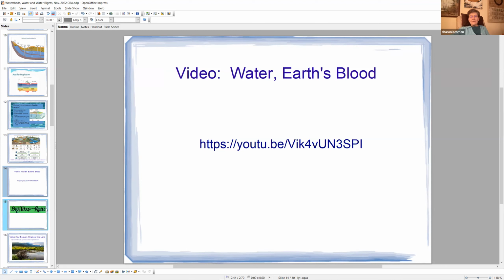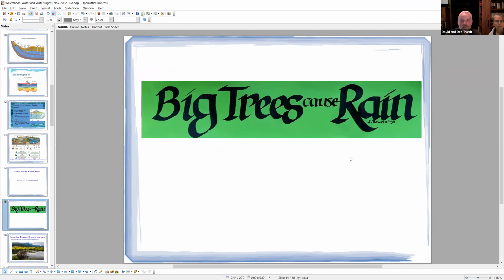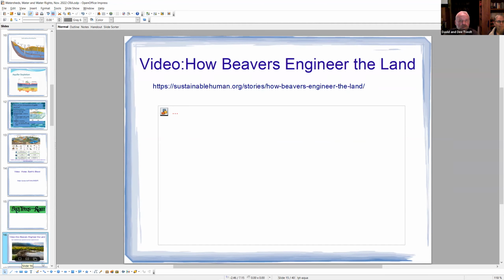Yeah, thank you. Sure. And I wanted to share, this is an appropriate thing after that film. Lynn Bowers was involved with community rights right at the start. She passed on a few years ago, but she made this bumper sticker back in 1990. It has her initials on it, and big trees cause rain.